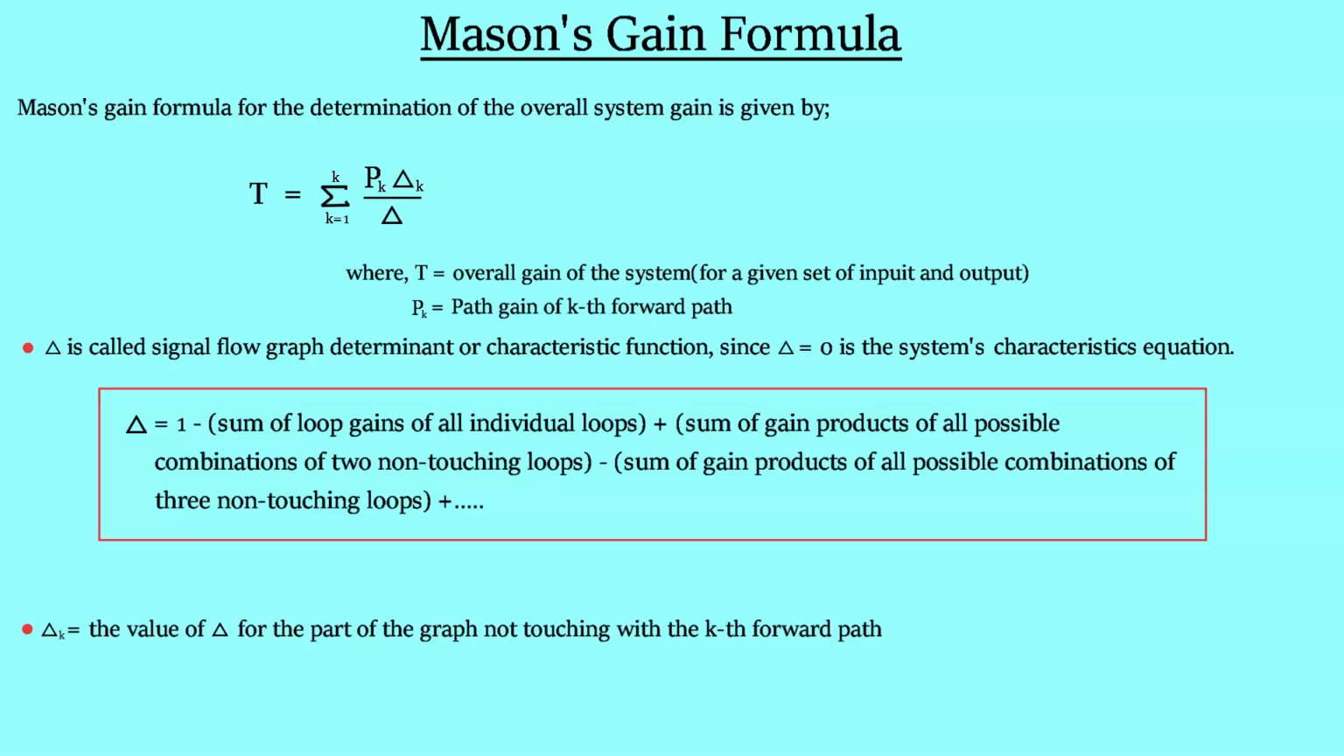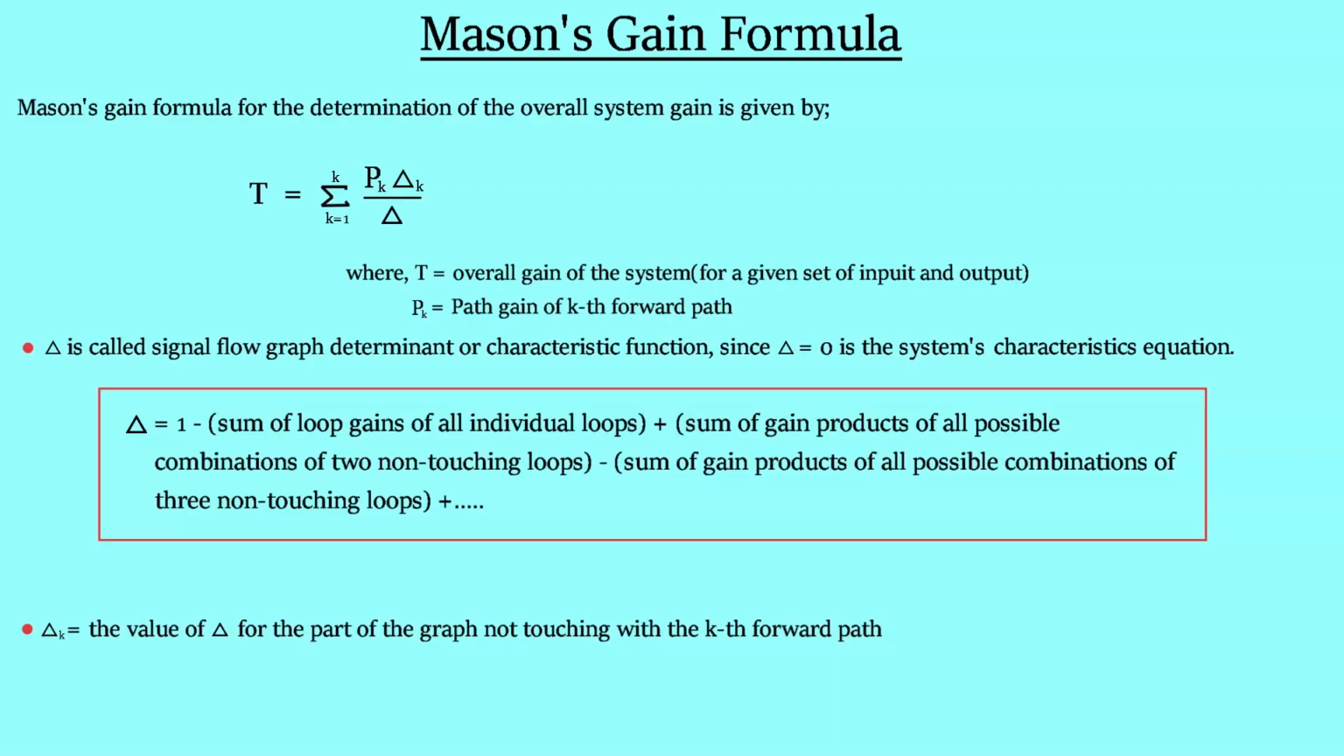The triangle represents the signal flow graph determinant, which is also referred to as the characteristic function of the signal flow graph. It is equal to 1 minus the sum of loop gains of all individual loops, plus the sum of gain products of all possible combinations of two non-touching loops, minus the sum of gain products of all possible combinations of three non-touching loops, and this pattern goes on.